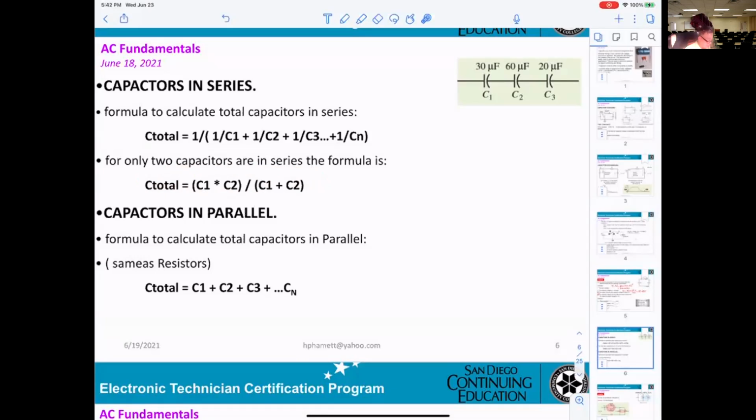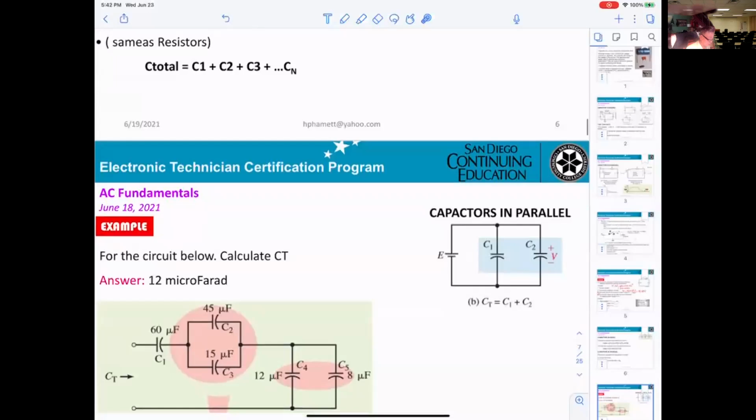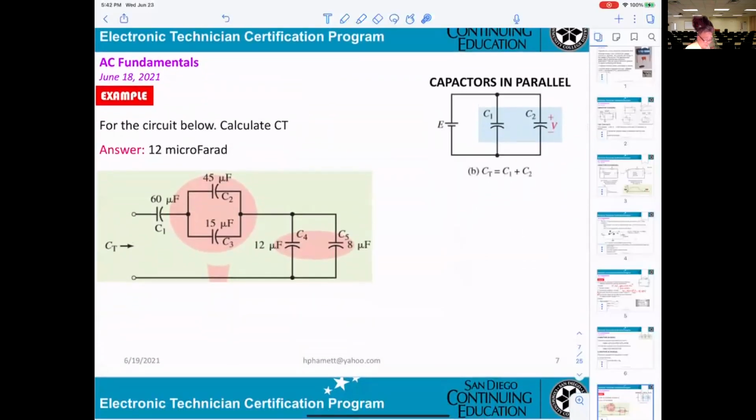Okay, and if the capacitors are connected in parallel, the formula to calculate will be the same as resistors. C total equals C1 plus C2 plus C3 and so on. Okay, that's just a formula. Now, you can do this for me. Okay, for this right here, for the circuit below, they want you to calculate the total capacitance. Go ahead and calculate and see if you can get the answer we wanted.